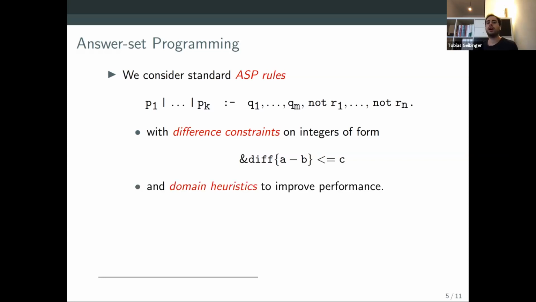What we also use are domain heuristics, particularly the domain heuristics in Clingo, that allow us to specify domain knowledge in a declarative way, in particular on how the solver should make the assignments or which assignment should be preferred in a way.